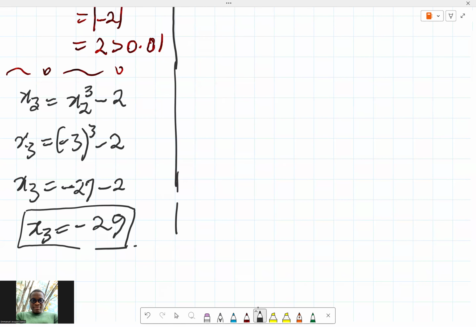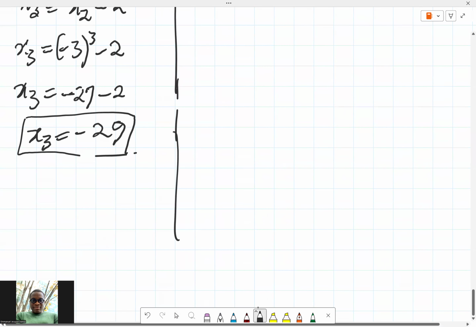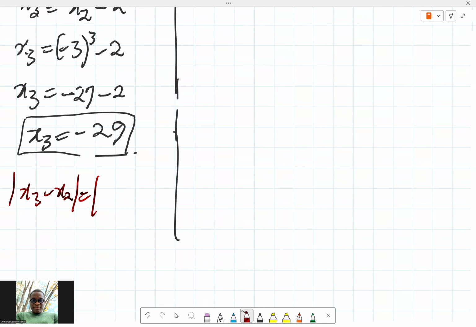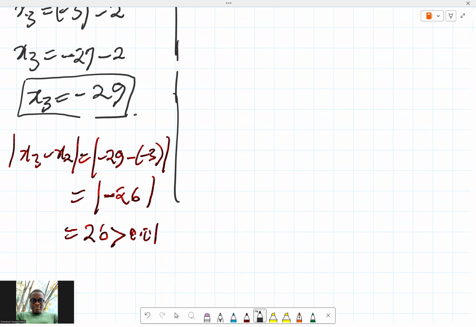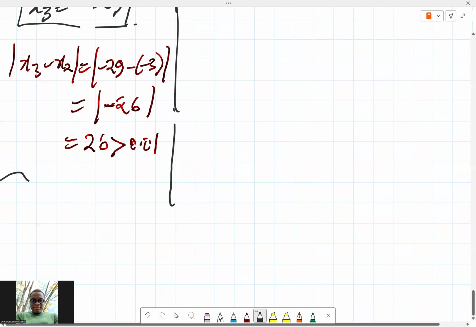So that's x3. Now, is that a good enough answer? So absolute value of x3 minus x2, that is absolute value of minus 29 minus x2, which is minus 3, so that is absolute value of minus 26. Absolute value of minus 26 is 26. 26 is greater than 0.01. In fact, it looks like this one is diverging. So what do we do?